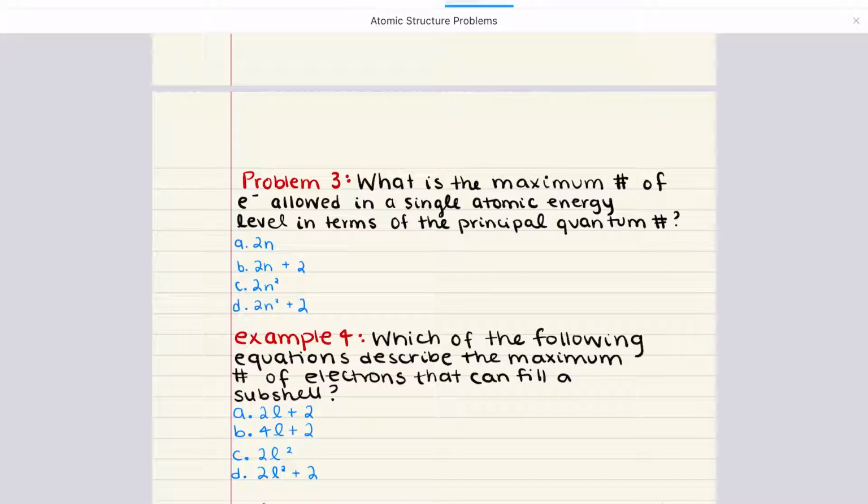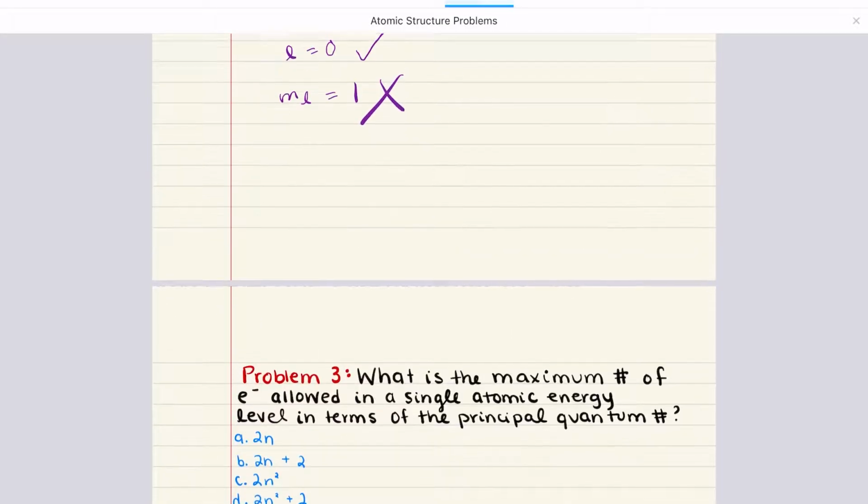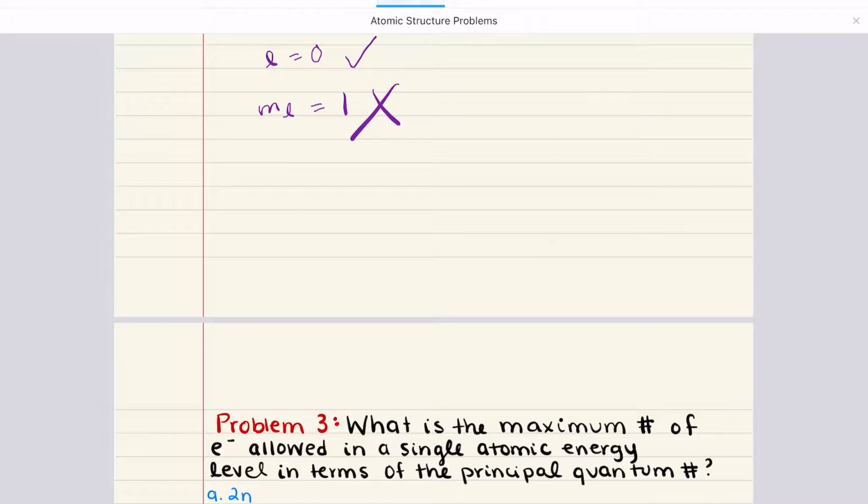Now, to determine the maximum number of electrons that can be accommodated in a single atomic energy level, we need to understand how electrons are arranged in orbitals within each energy level. And if you remember the principal quantum number, this indicates the energy level of an electron in an atom, and each energy level can contain a certain number of subshells, which are designated by the angular momentum quantum number. So let's work through this together. We're going to scroll up here to some free space and do this together.